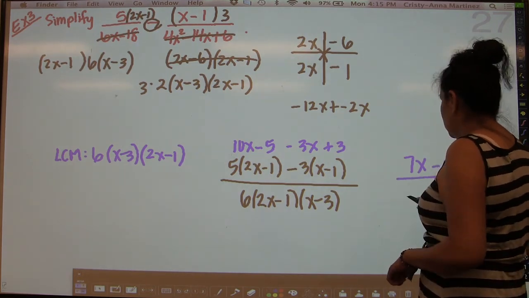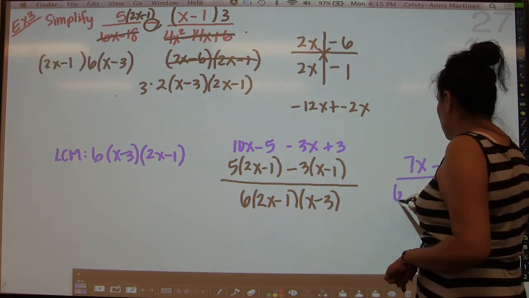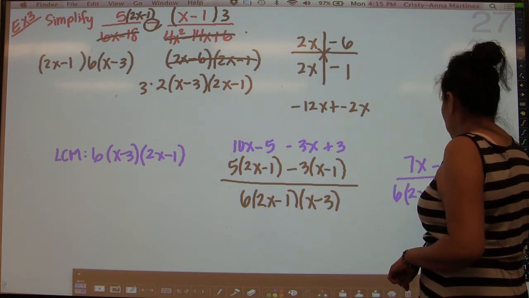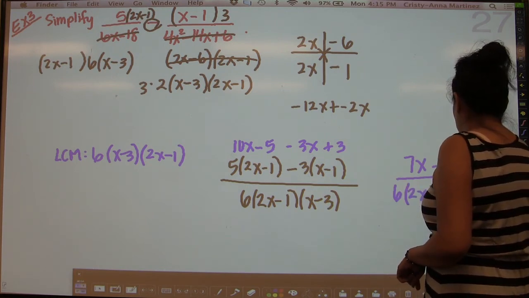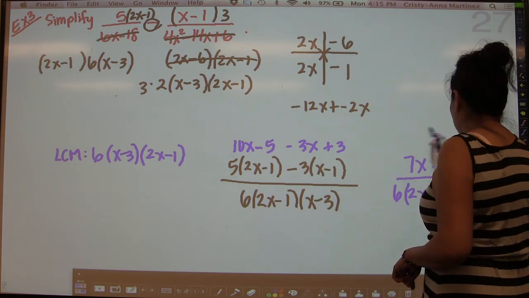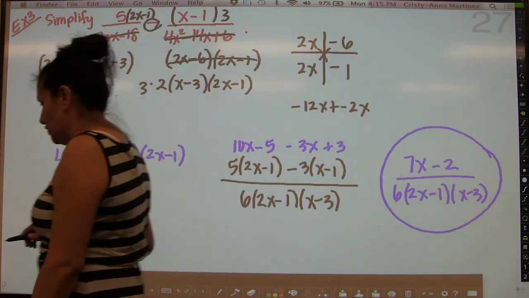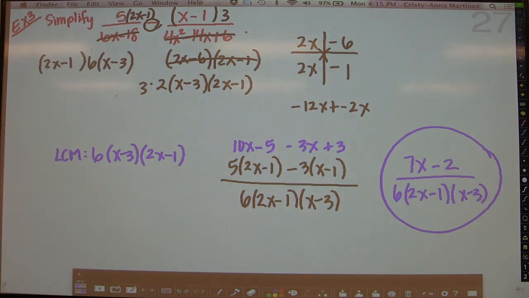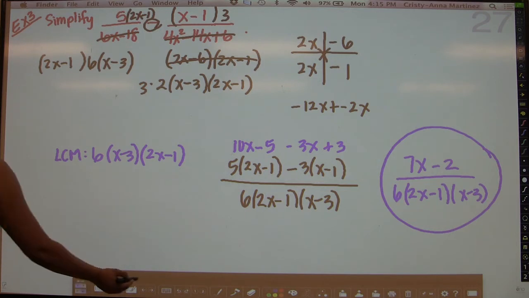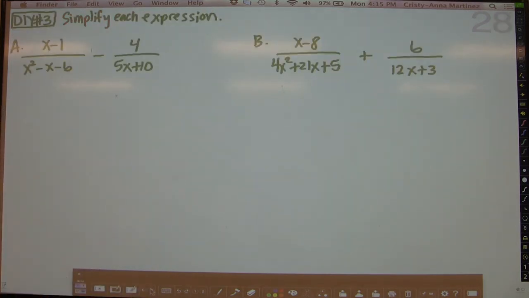So at the end of the day, the answer is 7x minus 2 over 6 times 2x minus 1 times x minus 3. And again, they don't have to be in that order on the bottom, but there's our final answer: 7x minus 2 over 6 times x minus 3 times 2x minus 1. So now you will try this little guy, and then we're going to go to our next example.